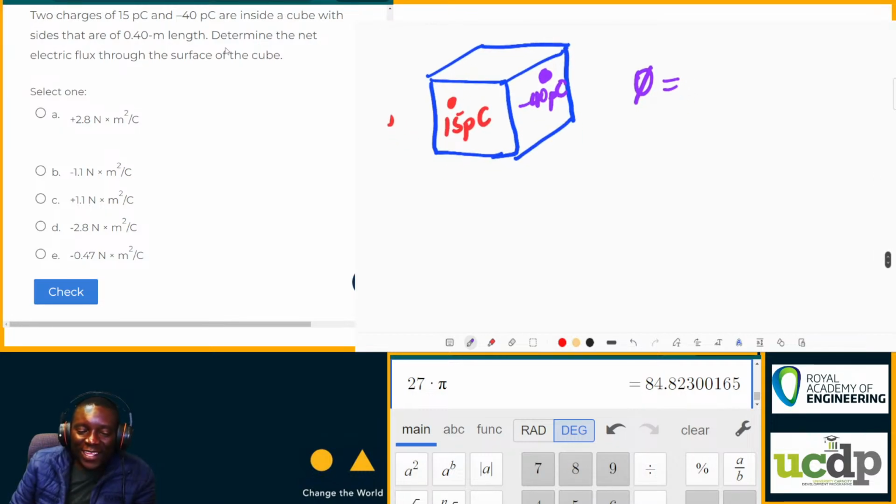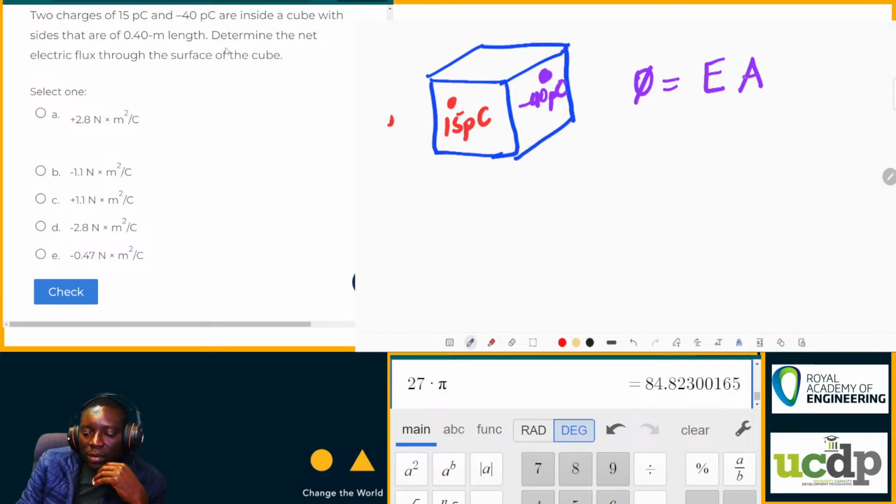What is flux? What is electric flux? What do you think is electric flux when you say flux? It's the product of the magnitude of the electric field and the surface area. Okay, product of electric field and surface area, basically as vectors, right? Dot product.